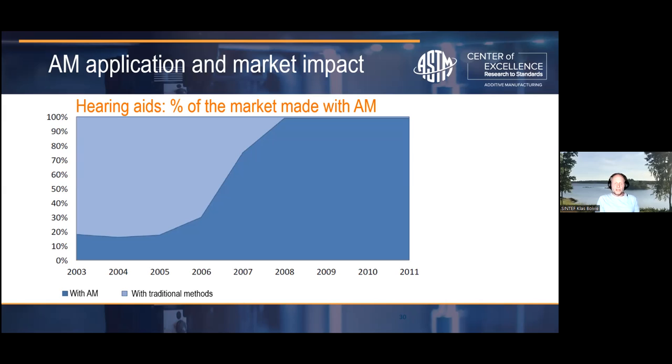They say that the US hearing aid industry, those companies who didn't manage to make the change from conventional manufacturing to AM-based manufacturing in 500 days, had to leave the business. They're not around anymore because they could not compete anymore. Nobody would buy from them. So this is something that's quite worth considering.